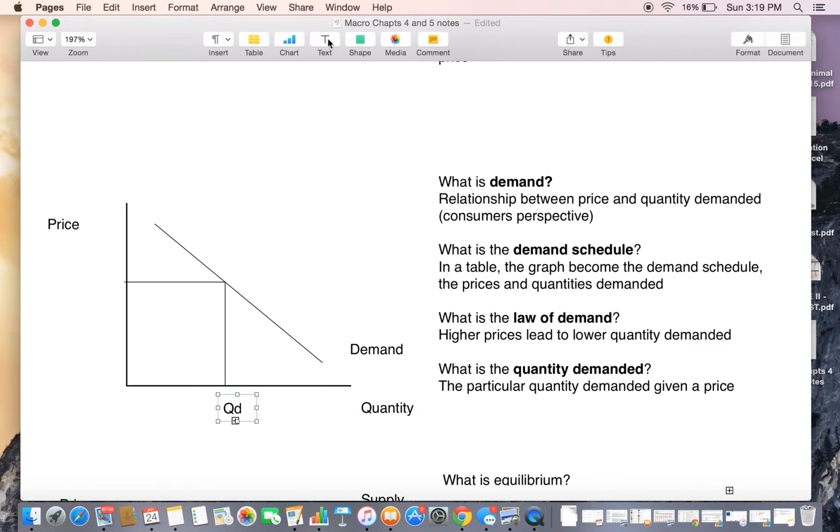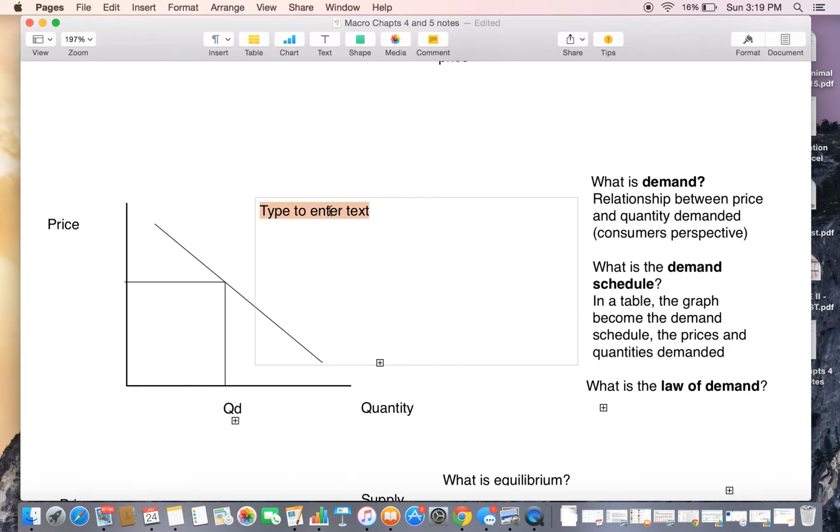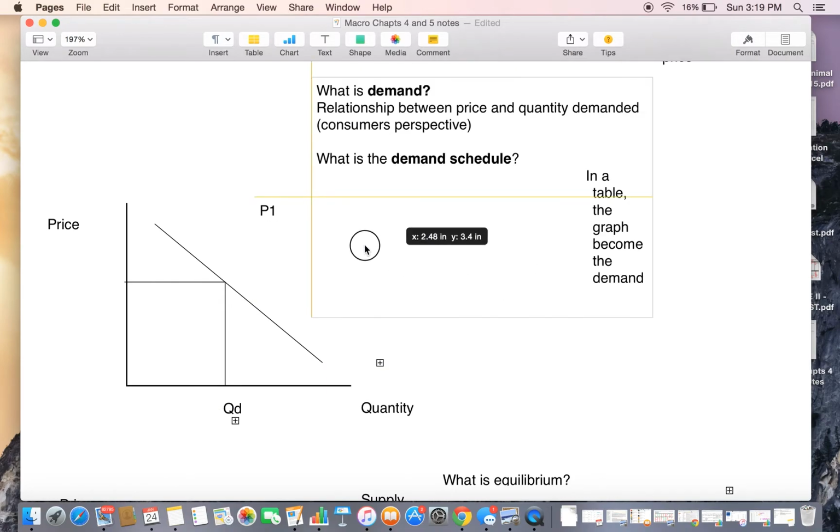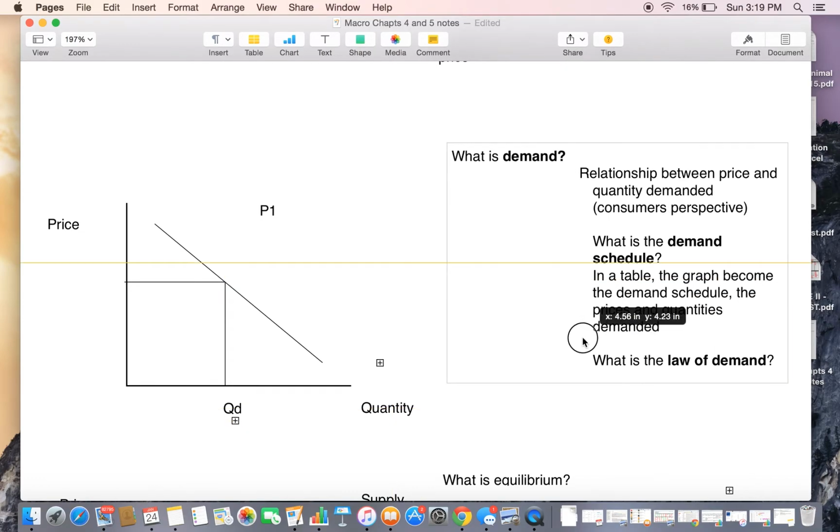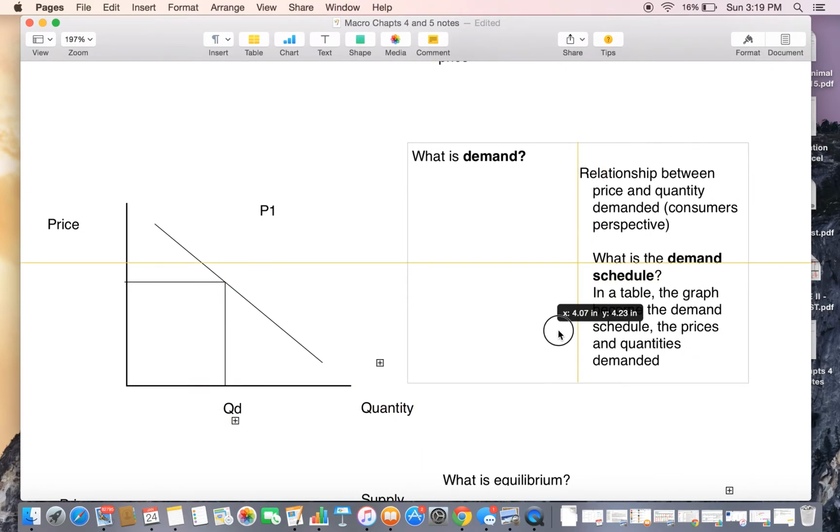Okay, so let's finish this. At a high price, the quantity demanded will be that quantity that I put right there. Sorry, this is kind of getting messed up.